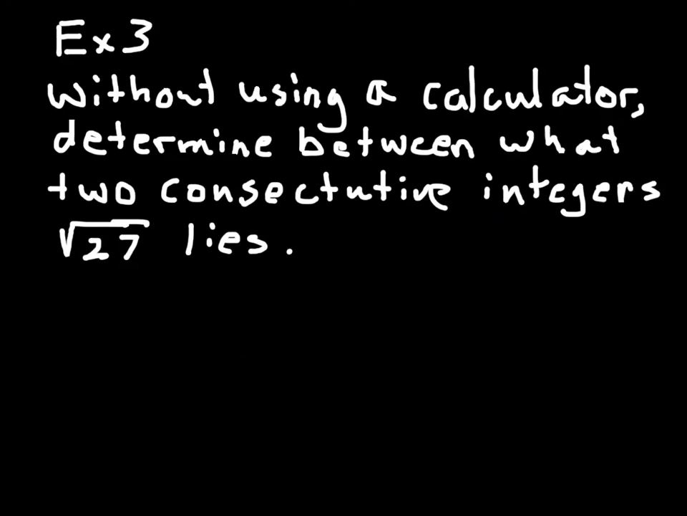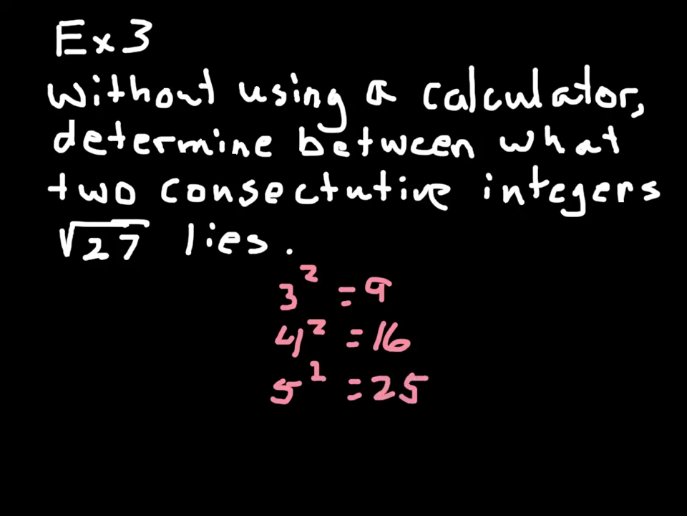Now square root, so now I'm squaring numbers here to figure this out. Now I know that 3 squared is 9. I know 4 squared is 16. I know 5 squared is 25. Notice I'm getting closer to 27. And finally 6 squared is 36. And just to review, why am I squaring these? Because this is the square root.